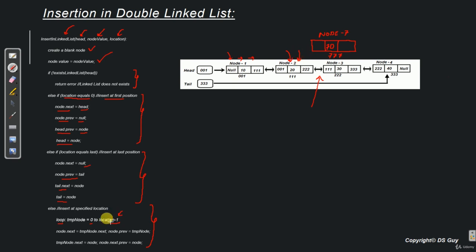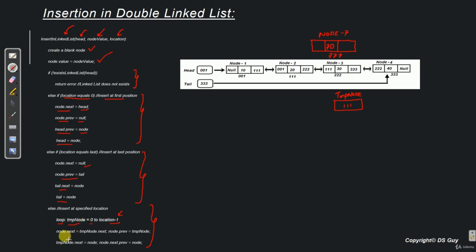Now at the end of this loop there is a reference variable called temp node which has the address of node 2. So right now as we see, there is a reference called temp node and it has the value 111, which is the address of node 2.